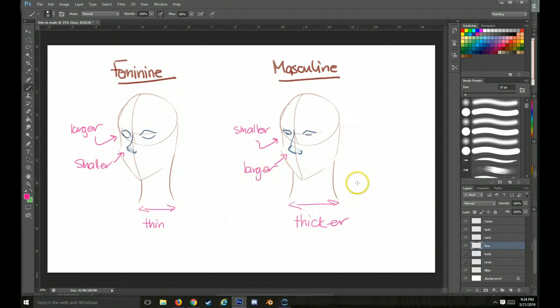So these are just some really quick, basic generalizations that really help to read as more female or feminine, or male or masculine, and you can interchange these depending on the character that you're trying to design.